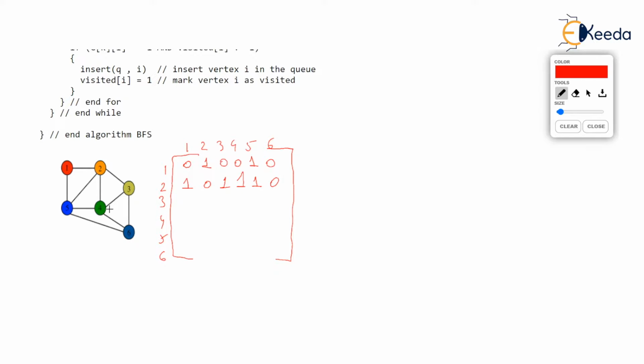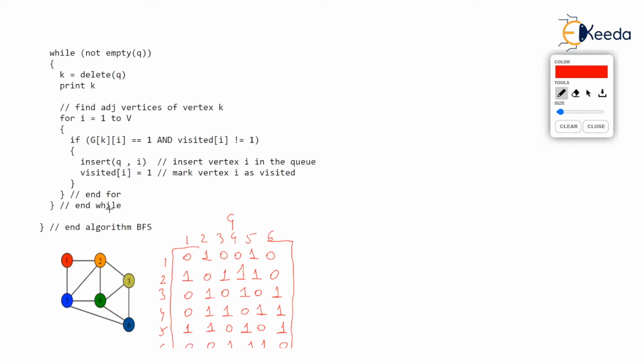3 to 1 is 0, 3 to 2 is 1, 3 to 3 is of course 0, 3 to 4 is 1, 3 to 5 is 0, 3 to 6 is 1. By the way, 4 to 1 is 0, 4 to 2 is 1, 4 to 3 is 1, 4 to 4 is 0, 4 to 5 is 1, 4 to 6 is 1. Two more rows to go: 5 to 1 is 1, 5 to 2 is 1, 5 to 3 is 0, 5 to 4 is 1, 5 to 5 is 0, 5 to 6 is 1. And finally 6 to 1 is 0, 6 to 2 is 0, 6 to 3 is 1, 6 to 4 is 1, 6 to 5 is 1, 6 to 6 is 0. So we assume that this matrix G is already created for this graph.